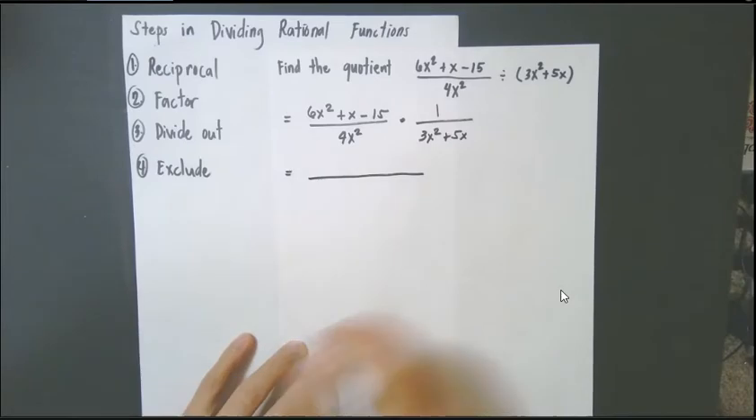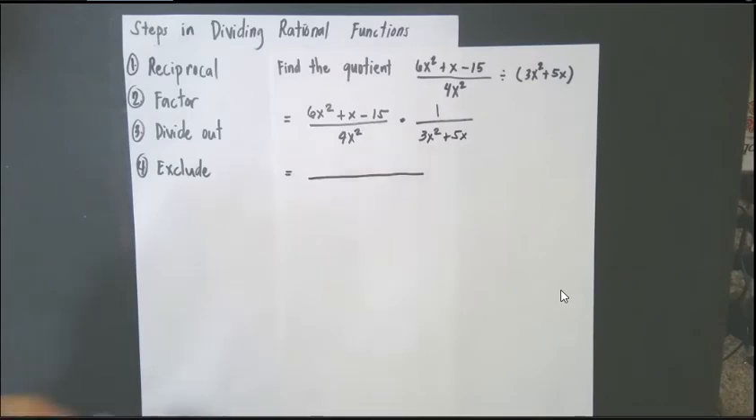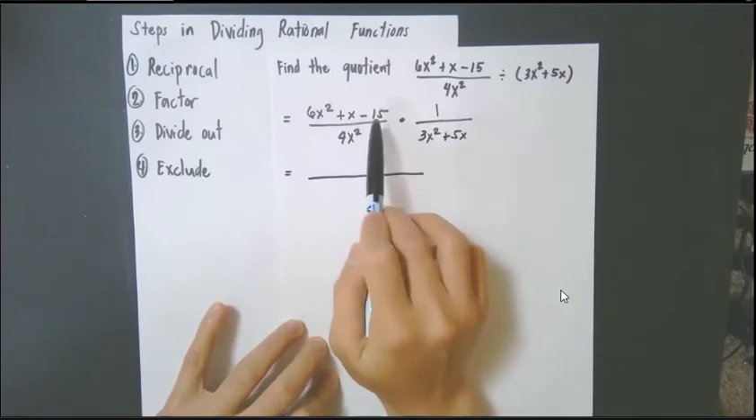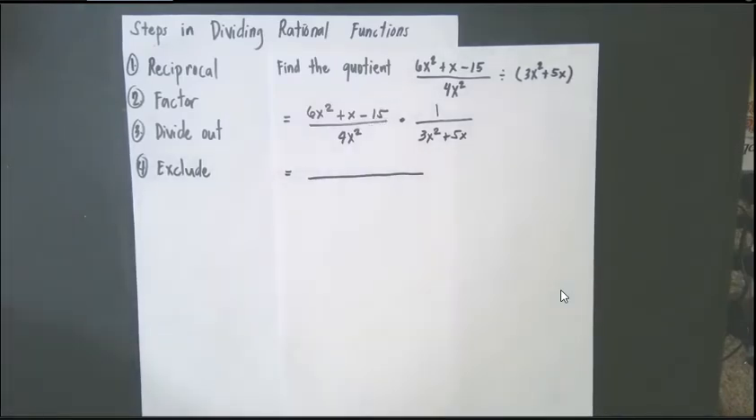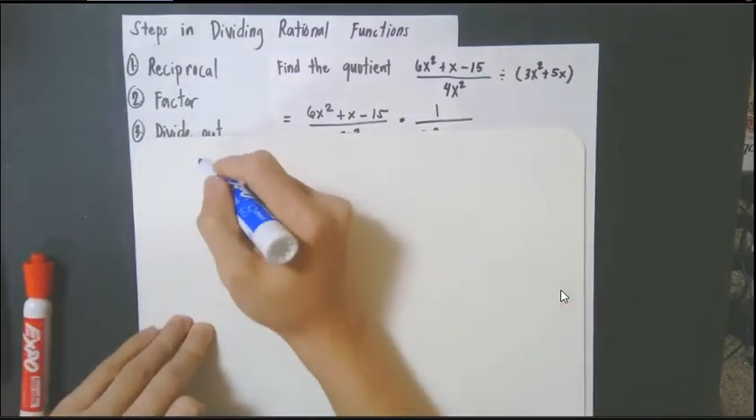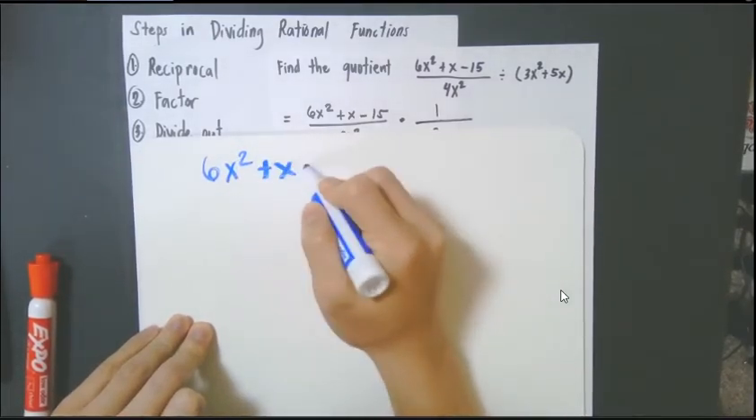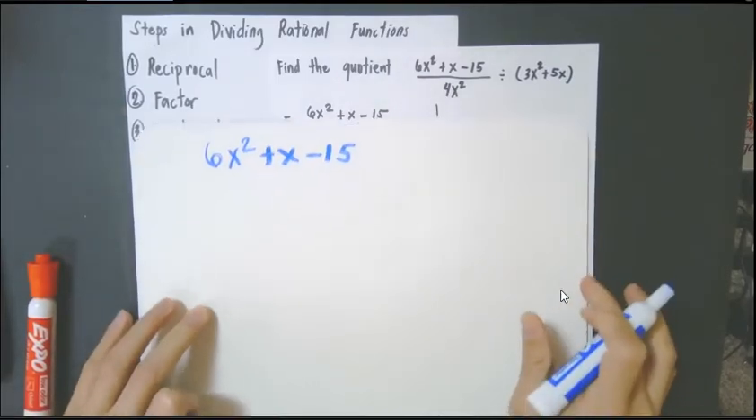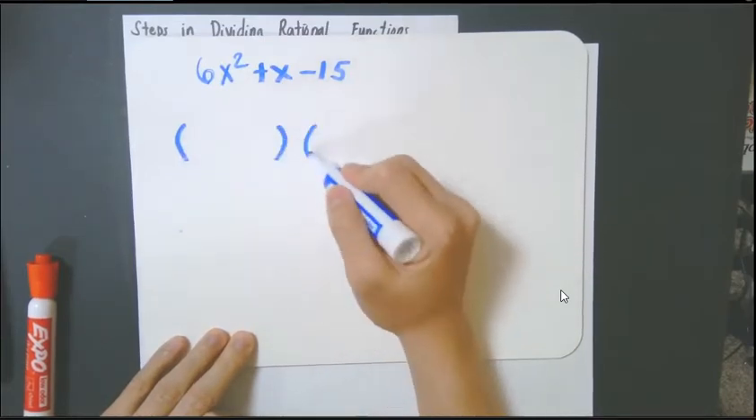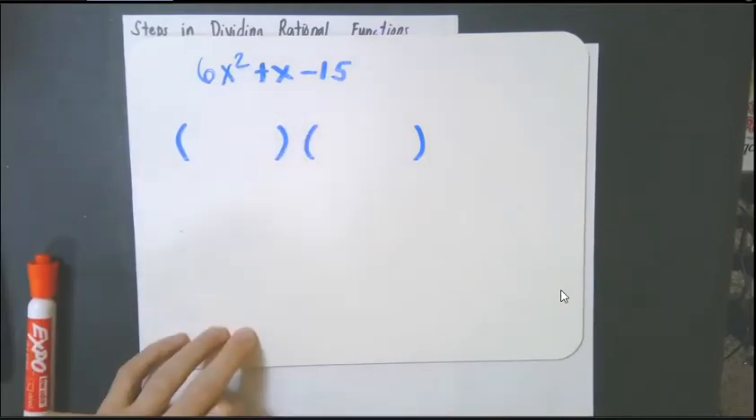Now step 2, we need to factor our numerators and our denominators. So let's place them in a single fraction sign. Now, for 6x squared plus x minus 15, we need to apply here our guess and check method. So to do that, let me copy 6x squared plus x minus 15. So you want to factor that out there.